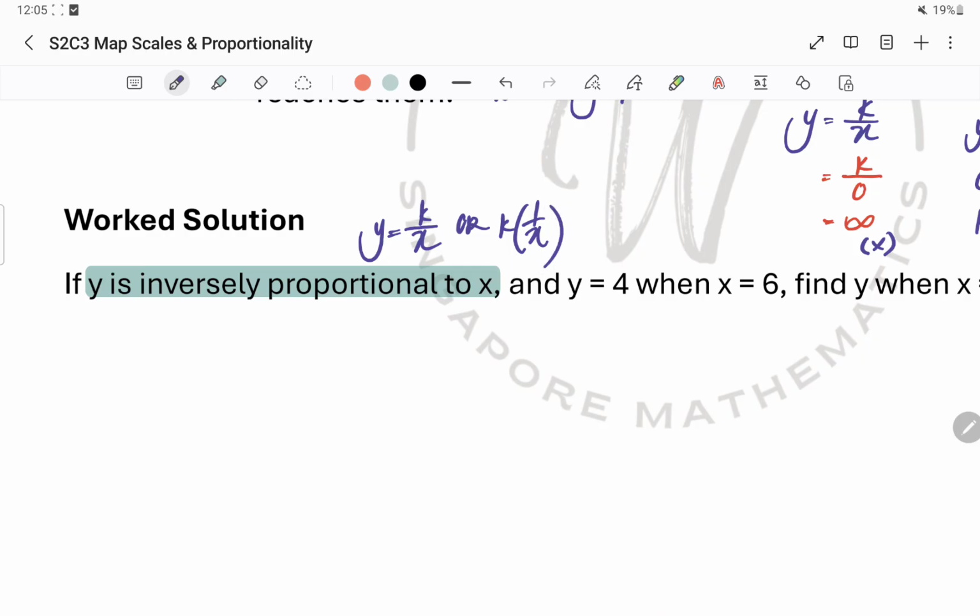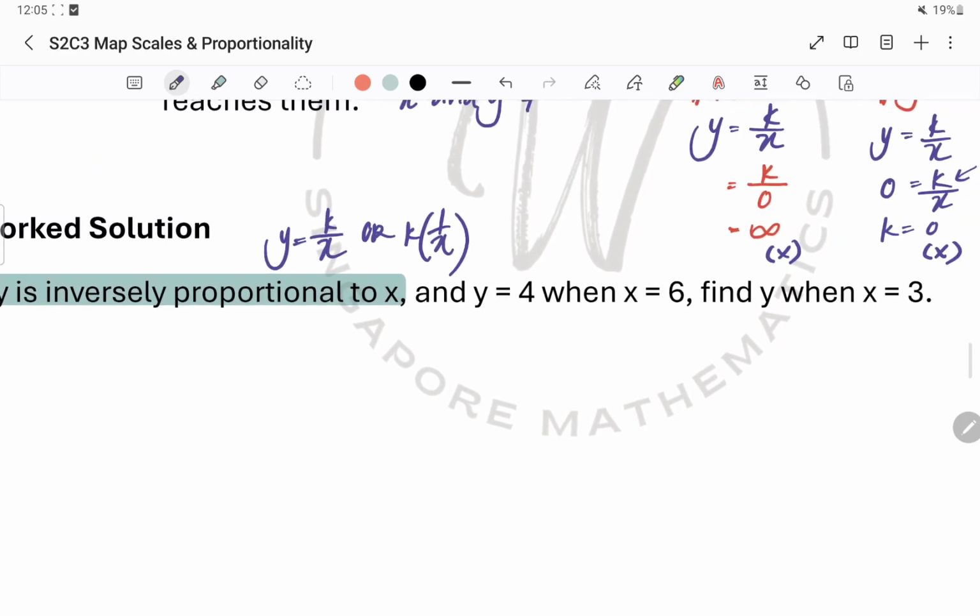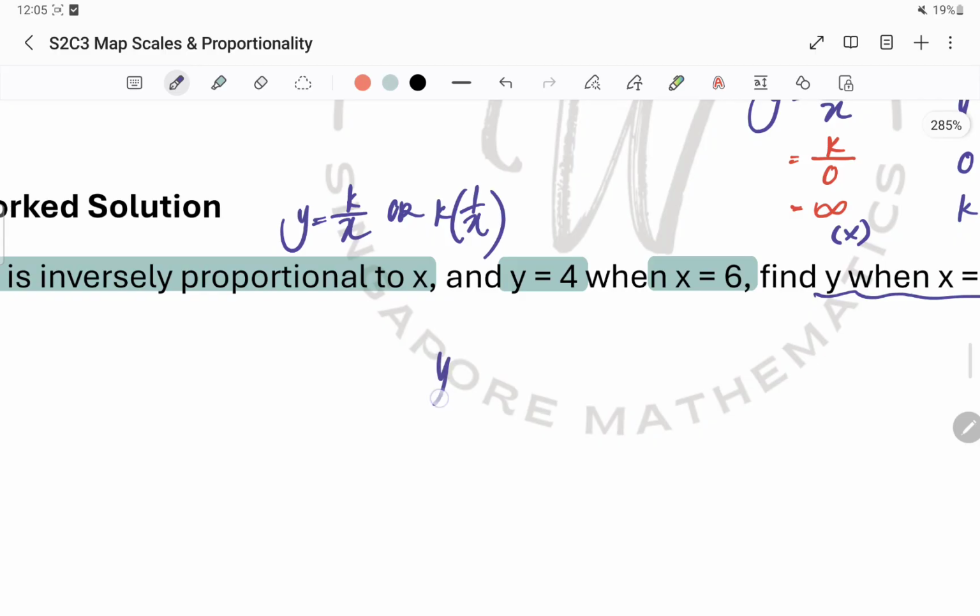Depends on which one you are more comfortable. Okay, then they give you the value, y equals 4, x equals 6. So in this case, we just have to put in the values, find the equation, and then put in the remaining values to find y. So the first one I will do is, I put in my equation first. Then substitute y equals 4, substitute x equals 6.